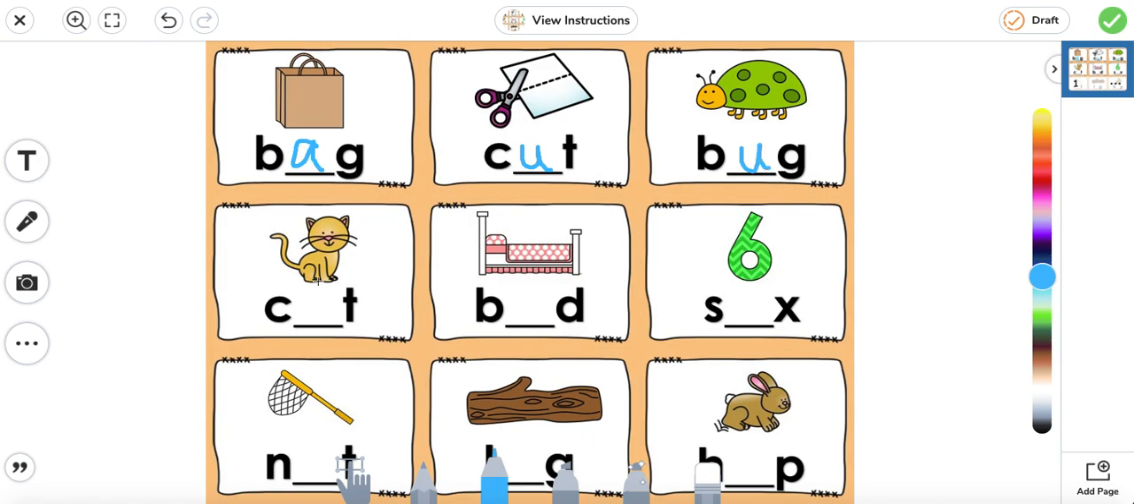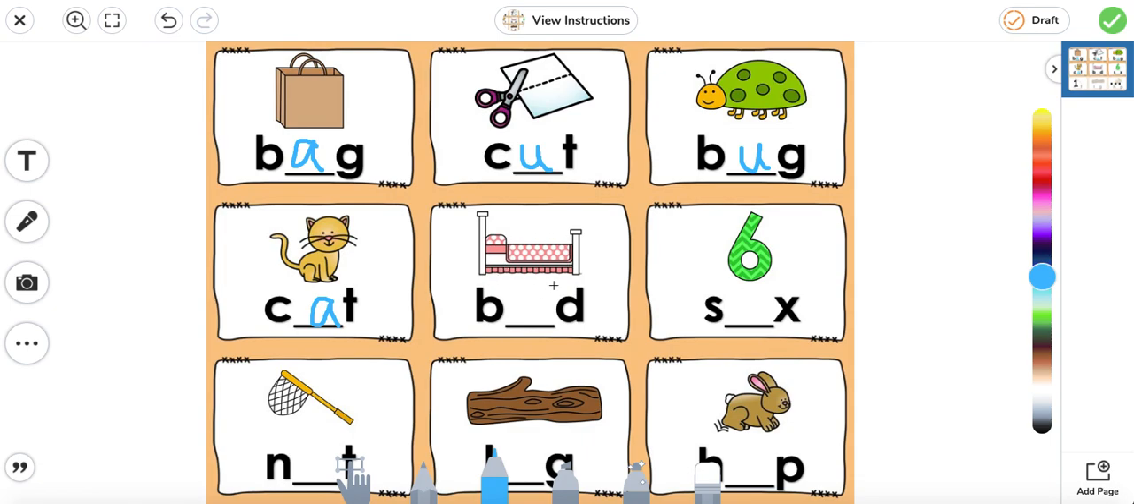What is that? A cat. Sound it out, please. K, a, t. Cat. What's my middle sound? A. What letter makes the a sound? A. We're going to go ahead and draw an A. Let's look at the next picture.